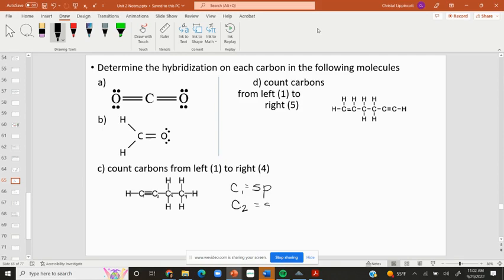Same. It's going to be sp. So a triple bond takes off 2 fingers. Carbon 3 is sp3, and carbon 4 is sp3 as well.